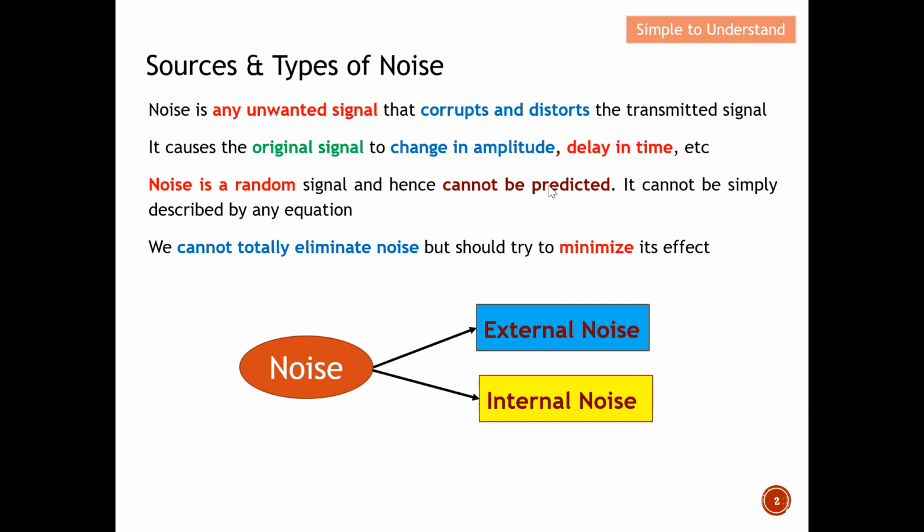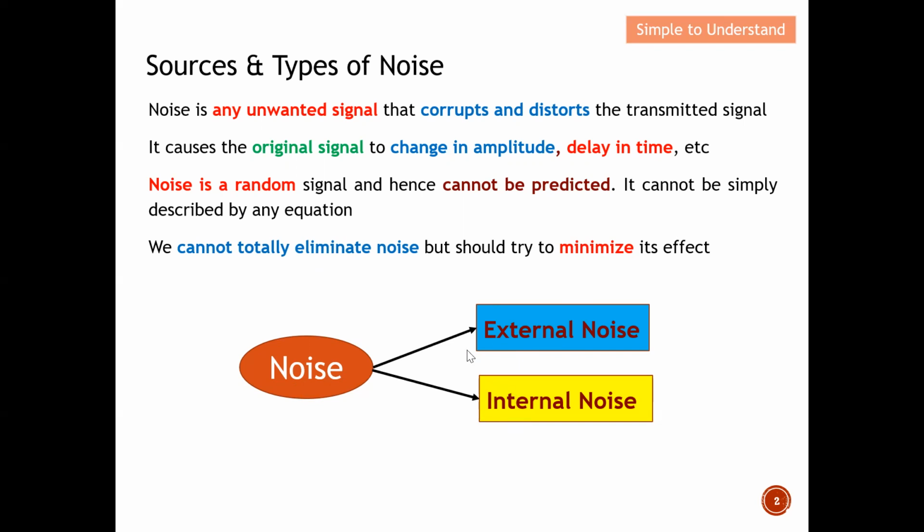I'm not sure whether you're still able to recall, when we discussed signal representation, signals can be classified as either periodic or non-periodic. For a periodic signal, there is some form of pattern that we can use to predict the signal. But for non-periodic signals, such as noise, in fact, they are random signals, and hence it is very difficult to predict. Because of this, we cannot describe noise by any equation. We cannot totally eliminate noise, but the best we can do is to understand how we can minimize its effect.